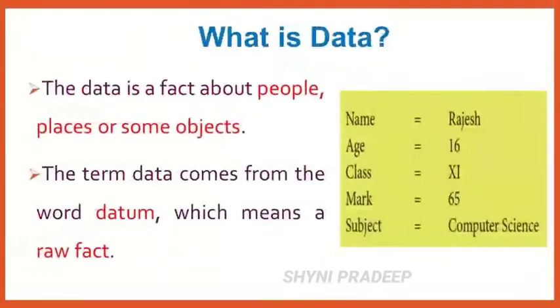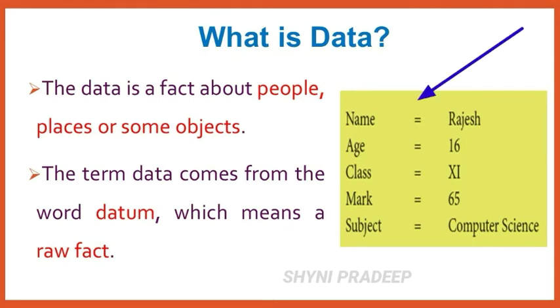So first let us see what is data. Data is nothing but a fact about people, places or some objects. This term data comes from the word datum, which means raw fact. So you can call this data as raw facts. It is a fact about people, places or some objects.